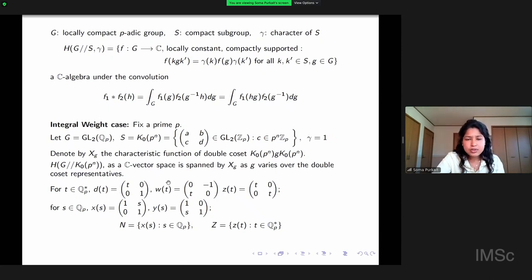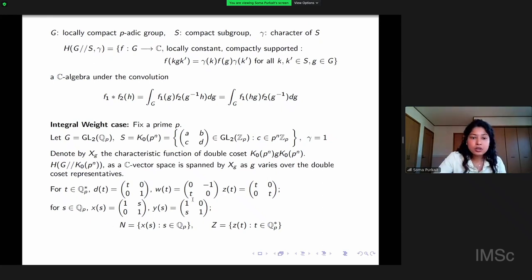Let me also introduce some notations which I'm going to use throughout. For t in Q_p^*, d_t is the diagonal matrix (t, 0; 0, 1), w_t is the anti-diagonal matrix (0, -1; t, 0), and z_t are the central elements. For s in Q_p, I have x_s denoting the unipotent upper triangular matrix, and y_s denoting the matrix (1, 0; s, 1). Then let Z, capital Z, be the center consisting of all the z_t, and N be the subgroup consisting of all the x_s.